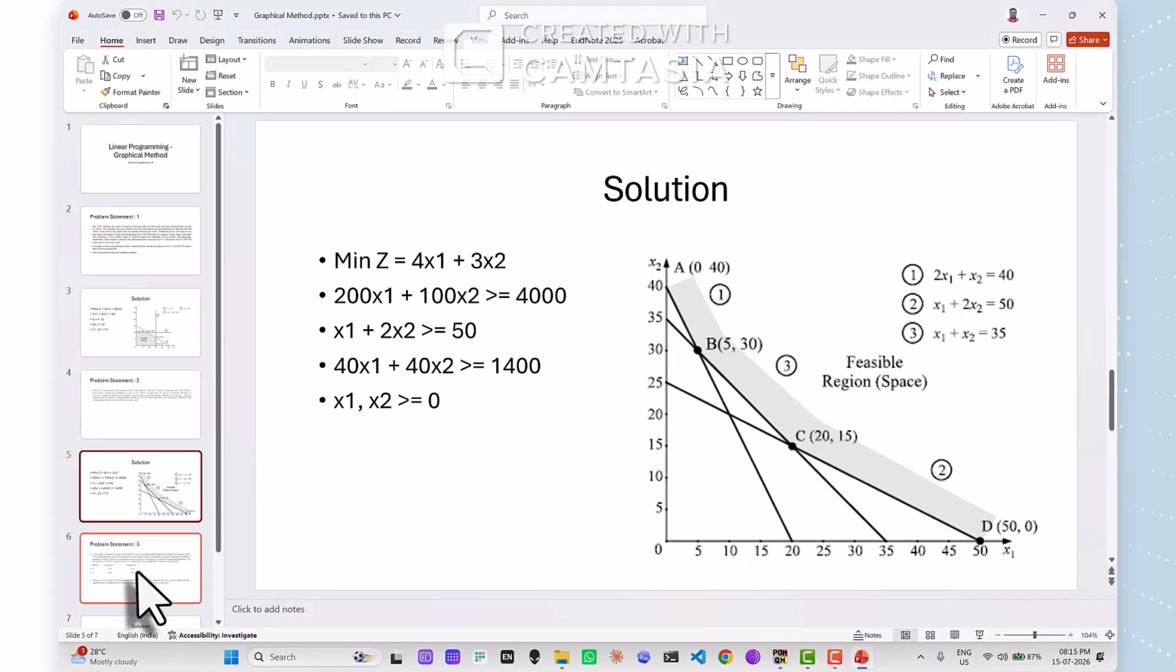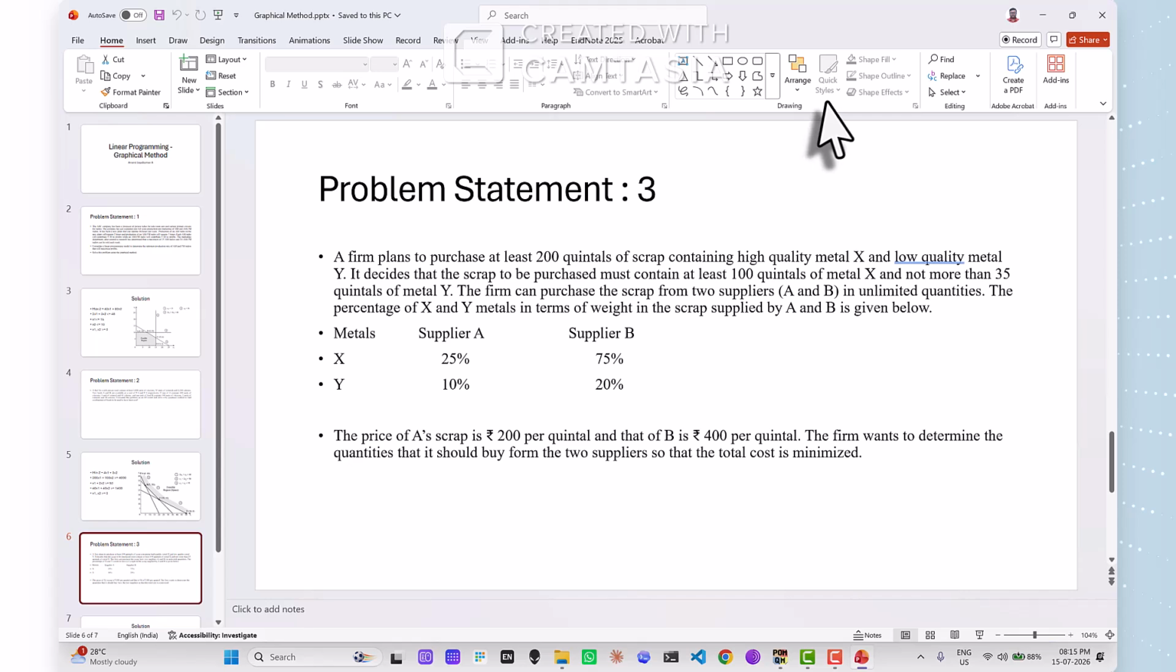Our next problem statement is a firm plans to purchase at least 200 quintals of scrap containing high quality metal X and low quality metal Y. It decides that the scrap to be purchased must contain at least 100 quintals of metal X and not more than 35 quintals of metal Y.